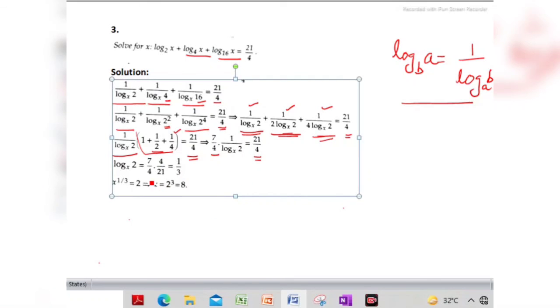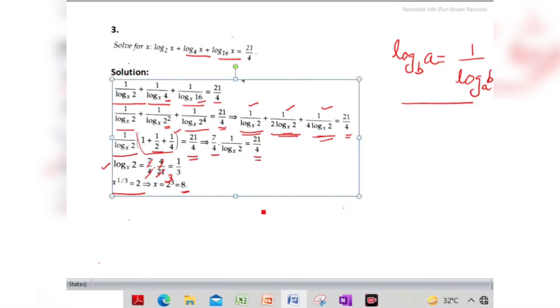By cross multiplication, this becomes log of 2 to the base x equal to 7 upon 4 into 4 upon 21. So here this gets cancelled and this also gets cancelled, so we are left with 1 upon 3. After this, in the next step, we simply change the logarithmic form into exponential form, which becomes x to the power 1 upon 3 equals 2, and by taking cubes on both sides, it becomes x equals 2 cube. Hence, the value of x is 8, which is our answer.